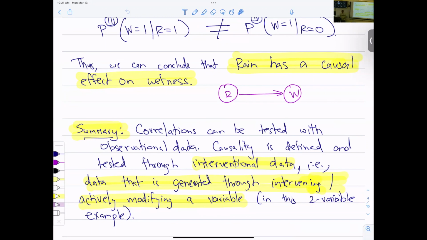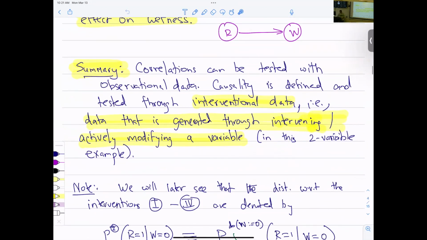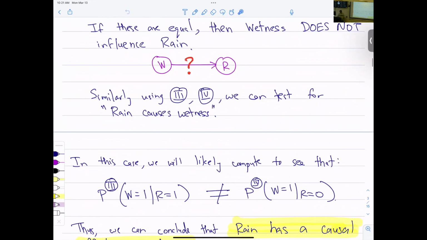Is example 1 clear? Okay, good. So what's happening in models 3 and 4? In model 3, it rains every day. So presumably I will get wet every day.